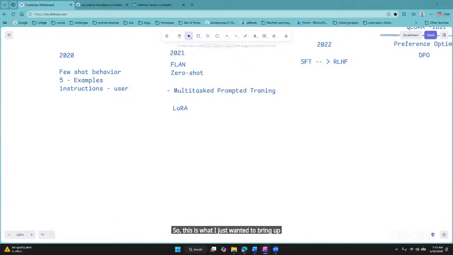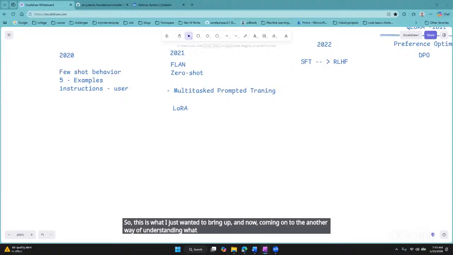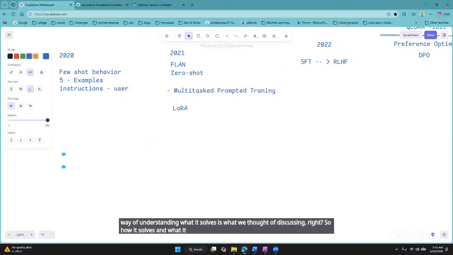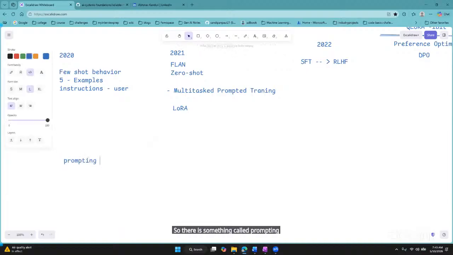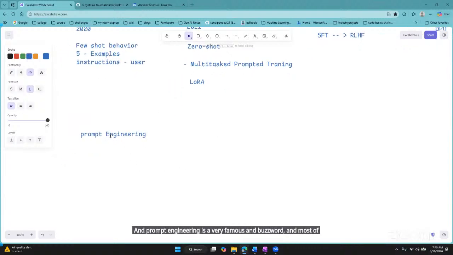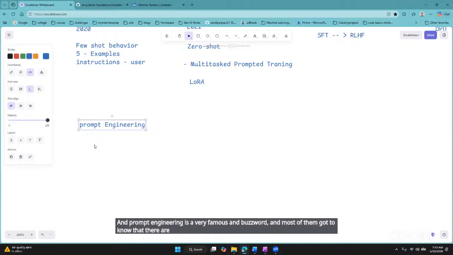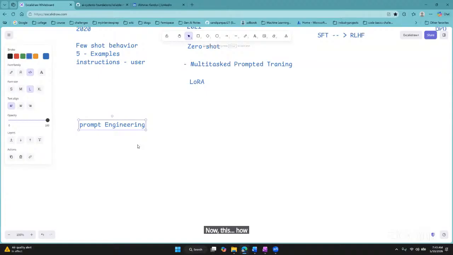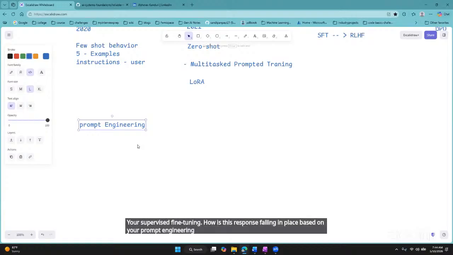And now coming on to another way of understanding what it solves, which is what we thought of discussing. So how it solves and what it solves. There is something called prompting, and prompt engineering is a very famous buzzword, and most of you know there are a few positions related to prompt engineering also. Now, how is your supervised fine tuning related to the response falling in place based on your prompt engineering?